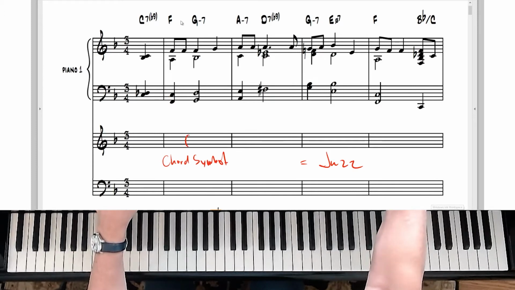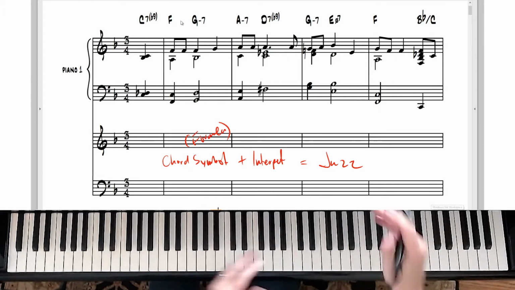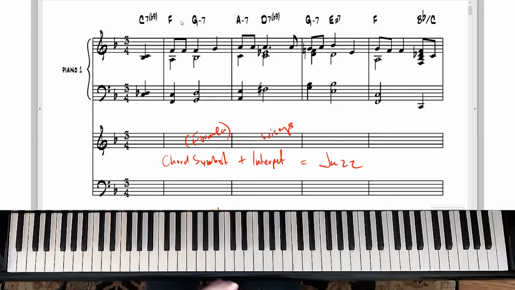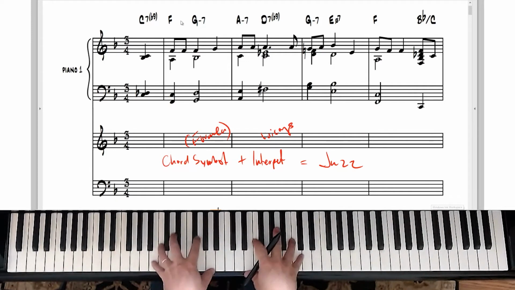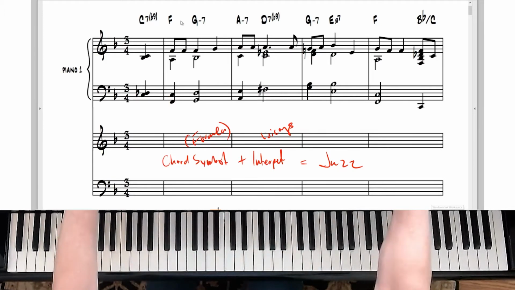And essentially there is a formula for that. And I'm going to show that to you in this video. And then there's the interpretation. So chord symbol plus interpretation equals jazz. The interpretation part is what we call the voicing. How do you actually voice that chord, give it a voice using multiple keys on the piano? So how do we do this?